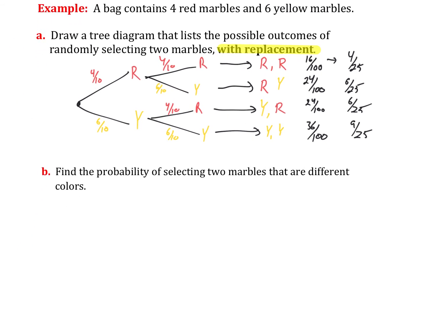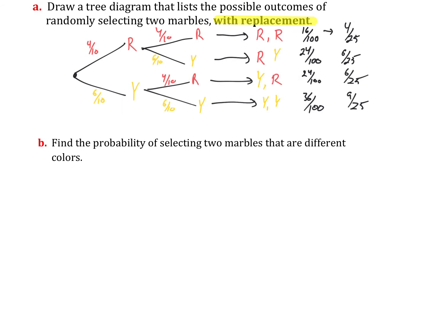So now I want to find the probability of selecting two marbles that are different colors. Well, there's two different outcomes for that. I could either select a red, then a yellow, and there's a 6 out of 25 chance of that happening. Or I could go yellow and then red, and there's a 6 out of 25 shot for that happening as well.